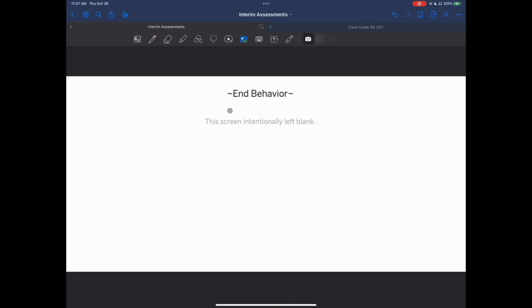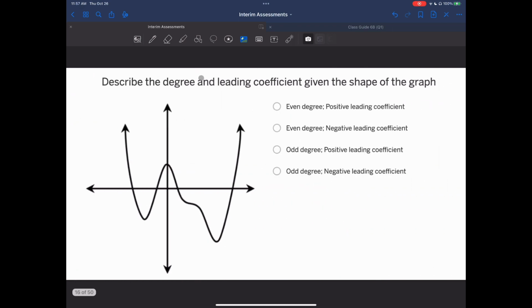Okay, let's take a look at end behavior first. We've done these problems, so this is just some review real quick. It says, describe the degree and leading coefficient given the shape of the graph. If you want, pause it, try to answer it. I'll go ahead and show you. This is based off that chart that we have, the end behavior chart. But basically, because we've got both of our ends going up, if they're both going in the same direction, it's going to be an even degree. And because they're going up, this means it's going to have a positive leading coefficient. So this would be the correct answer.